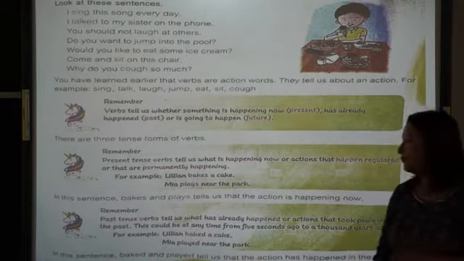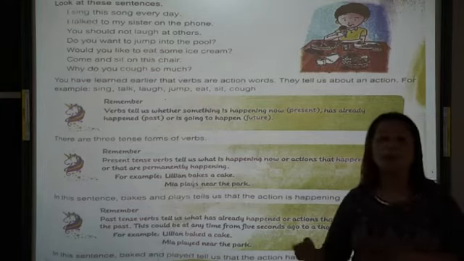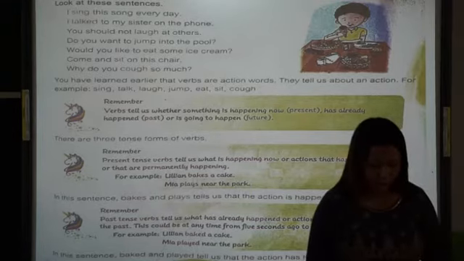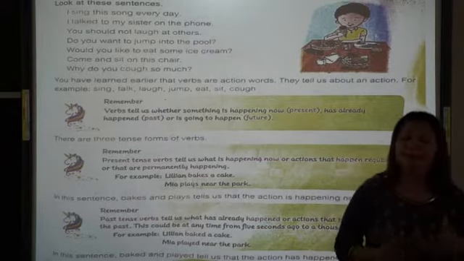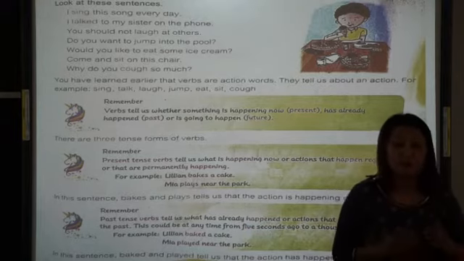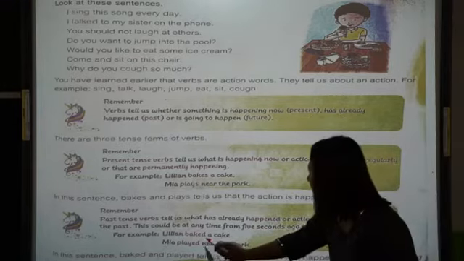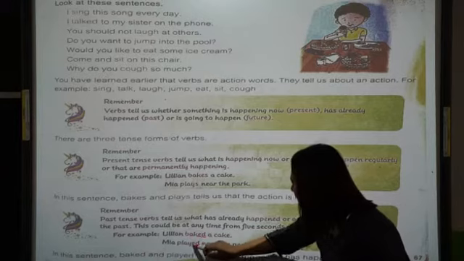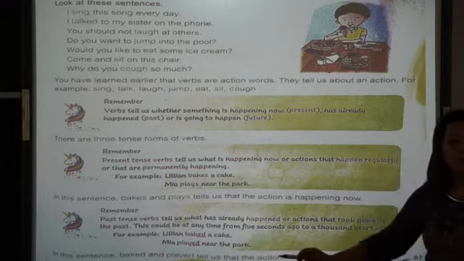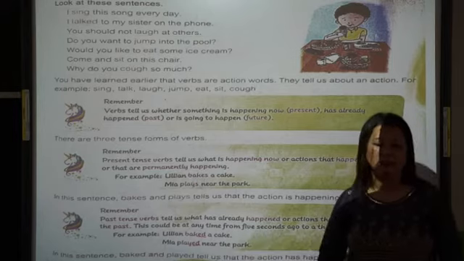For example, Lillian baked a cake, Mia played near the park. So, in this case, the verbs simply end with ed. You can see here, baked, played. So in past tense, verbs simply end with ed.